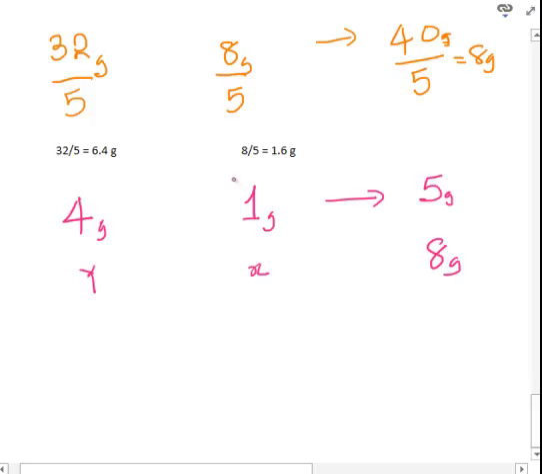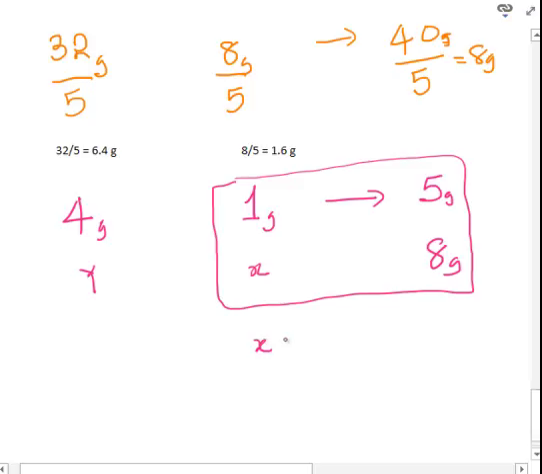If you cross multiply, let's take this one first. So x will equal 8 divided by 5, and that is what we got up there, 1.6 grams. And we take this side, we just say y will equal 4 by 8 divided by 5. It's going to be 6.4 grams. So that's the way to approach the questions.